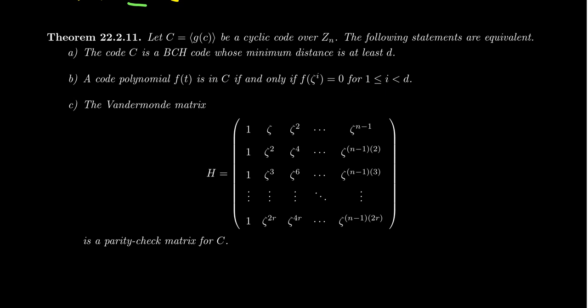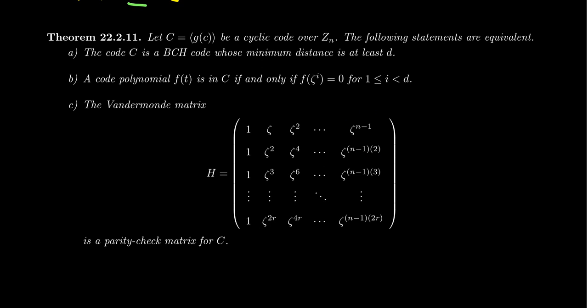And thirdly, this is equivalent to C: H, which is the parity check matrix associated to C here, is the associated Vandermonde matrix, where your first column is all 1s, your second column is powers of zeta, then zeta, then you square everything, then you cube everything, all the way up to zeta to the n power at the end, like there. So we have this Vandermonde matrix. These three things are all one and the same thing.